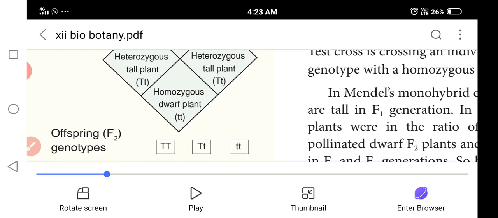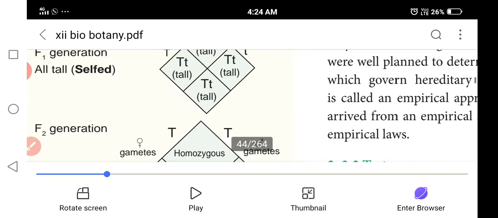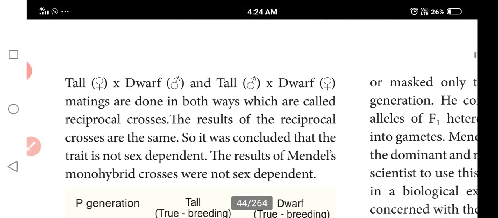In a reciprocal cross, if in one cross individual X is used as male and Y as female, then in the next cross Y is used as male and X as female. That is called a reciprocal cross.